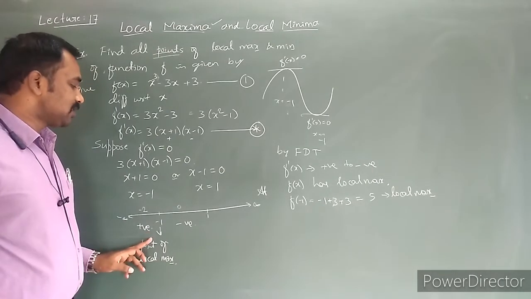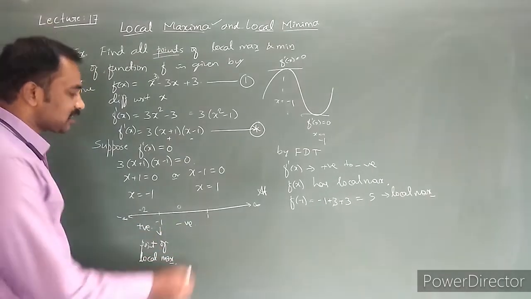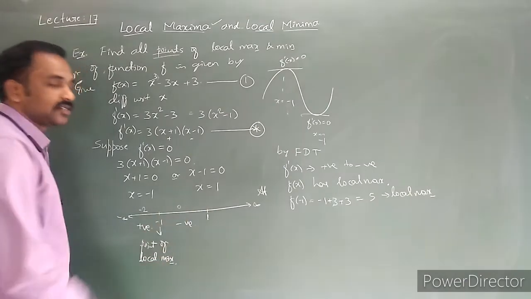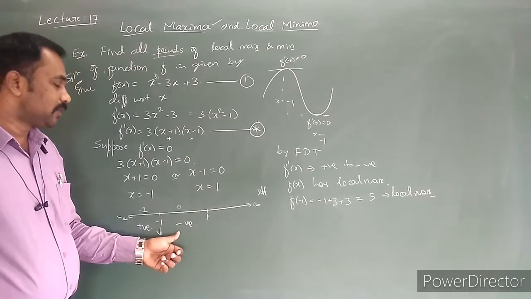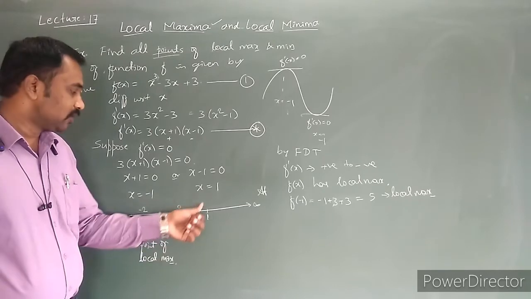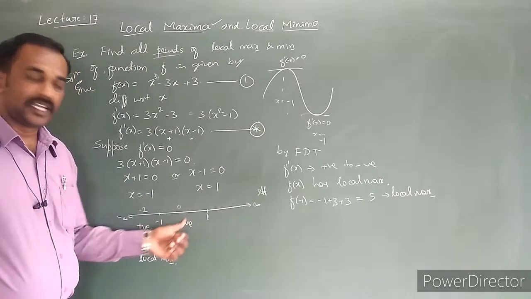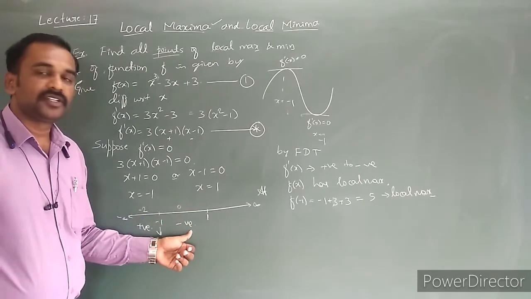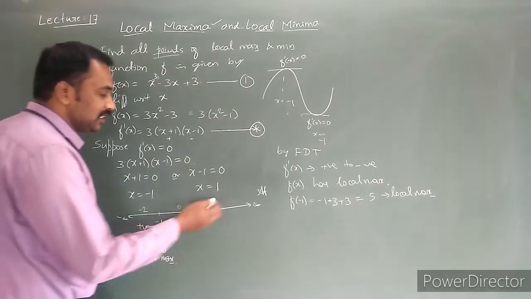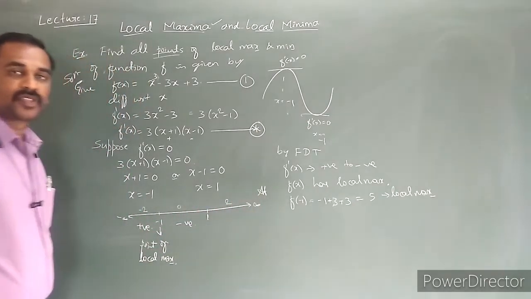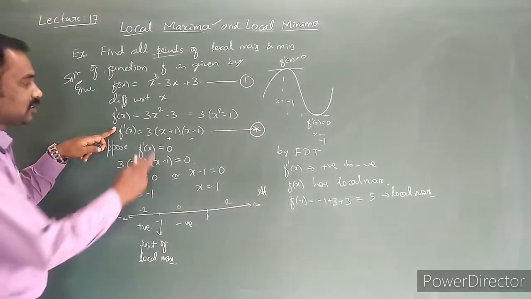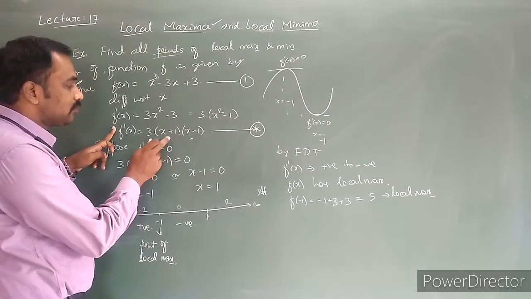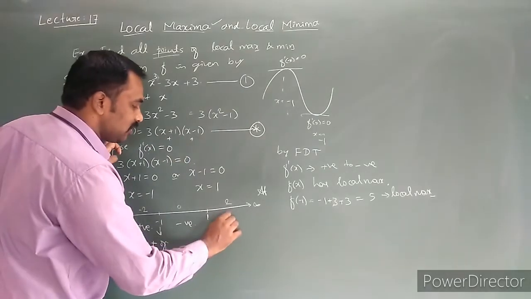Next, what about x equal to 1? We already know that on the left hand side of 1, the slope of the tangent is negative, because on the left hand side 0 is taken, so it is negative. It is sufficient to take the right hand side. If I take 2, on the right hand side of 1, what is the sign of f dash of x? 2 plus 1, 2 minus 1, it is positive.